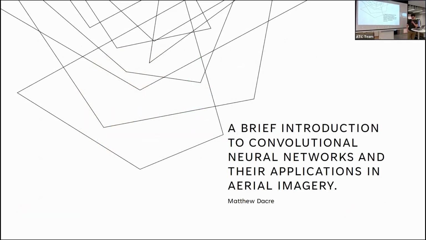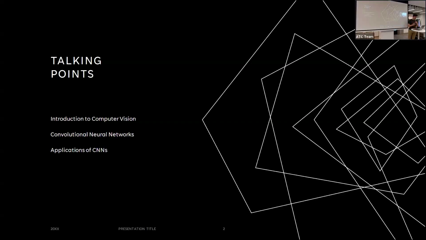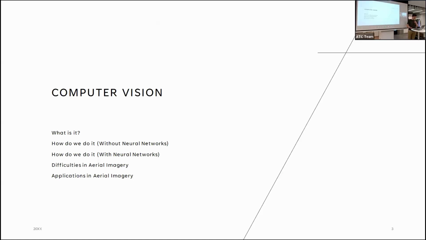Good morning, everyone. So today we're going to be talking about convolutional neural networks and computer vision and their applications in aerial imagery. As I said, we'll start with some computer vision, then move on to convolutional neural networks, and then look at their applications specifically in aerial imagery. So let's start with computer vision.